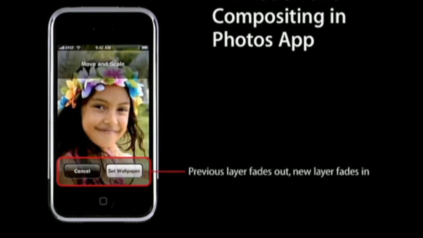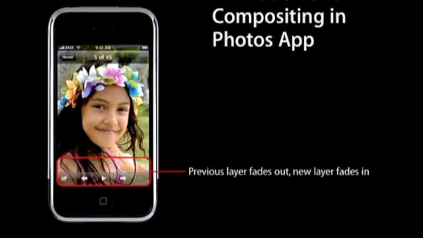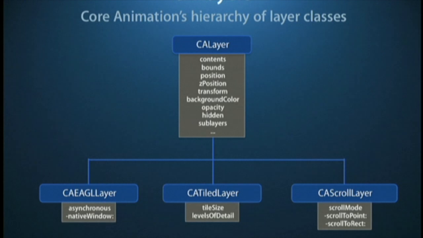Take one more look here at the layer on the bottom. After the wallpaper has been set, this layer fades out and its replacement fades in. It's a different size and shape, different controls, but it's all a seamless experience. So now that you've seen layers and animation, let me introduce you to some of the main classes.